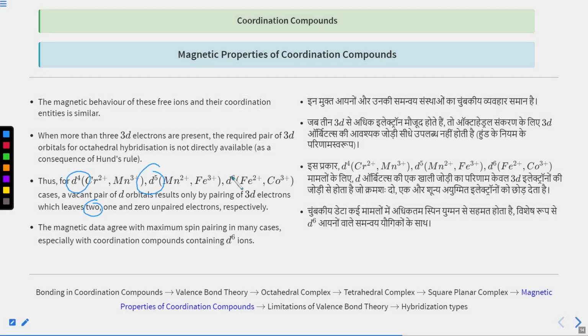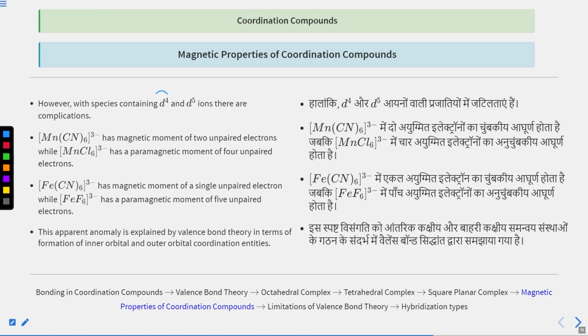Similarly, for D5, the pairing can take place. For D6 also pairing can take place and it cannot take place. Either way is possible. Now, the magnetic data agrees with maximum spin pairing in many cases, especially with coordination compounds of D6. What does this mean? That in maximum cases spin pairing takes place. This maximum word is explained by VBT, but this is not full enough. When I say maximum, in the exam, maximum is not 100%. It can be 80, 70, or 90, but not 100%. And from the exam point of view, you should have a 100% view of which one is pairing and which one is not pairing. So we'll see this. It is said that if it is D6, then in maximum cases there is a kind of pairing. Clear?